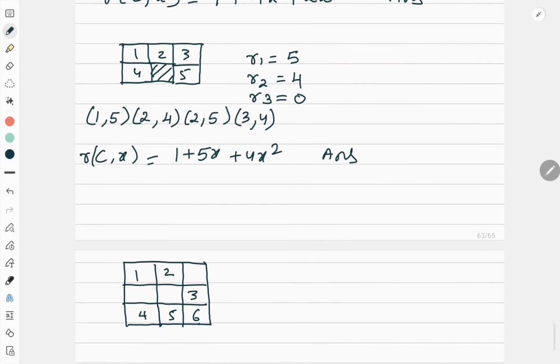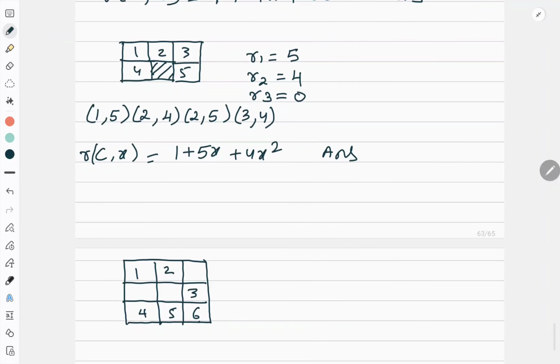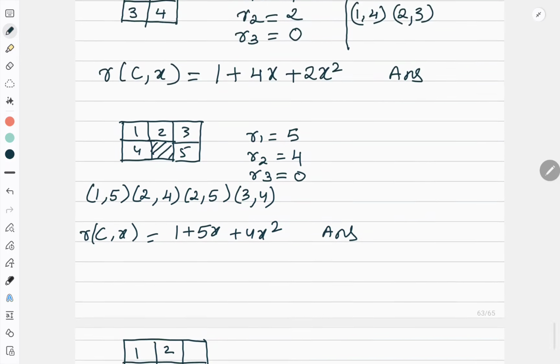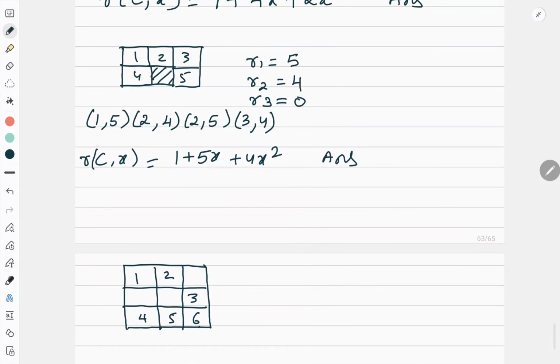Let's see the next question. Now as I said, I'll increase the size of the particular box or board so that you will understand more and more, right? So now we are done with this box. Now let us see another one.